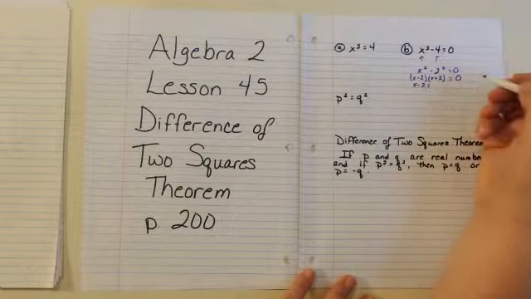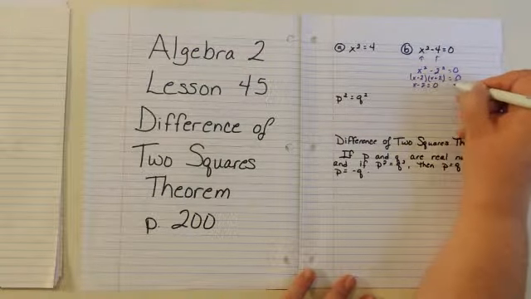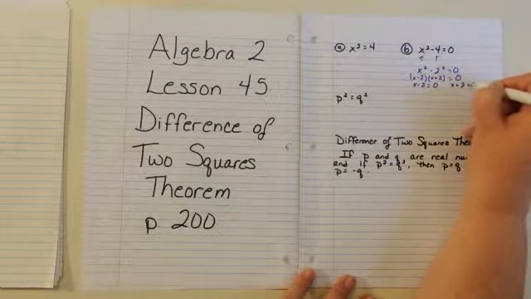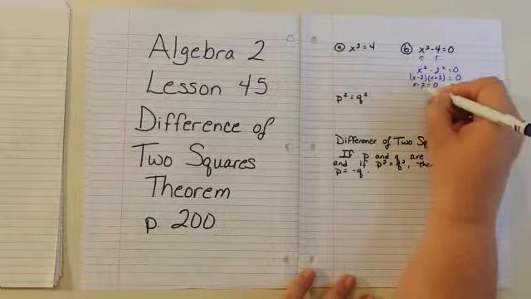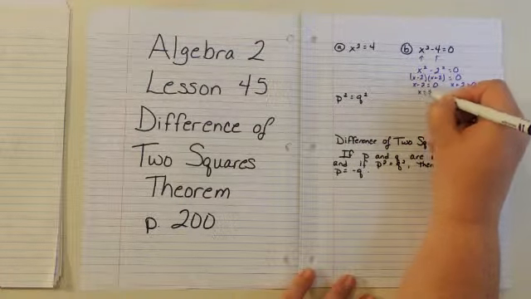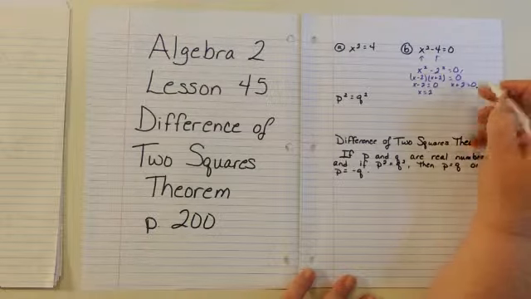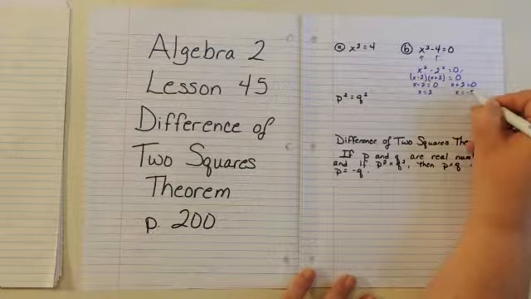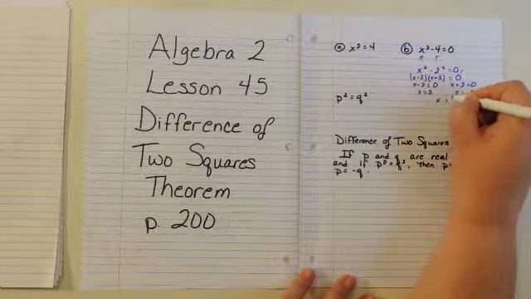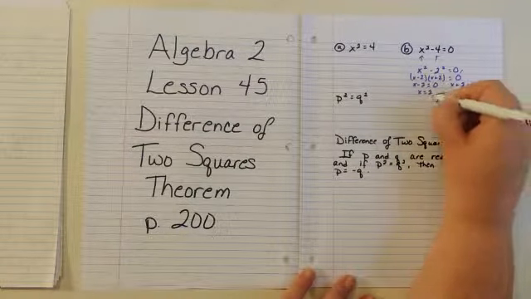Now we can solve this for x. So x minus 2 equals 0, or x plus 2 equals 0. If x minus 2 equals 0, then x equals 2. If x plus 2 equals 0, then x equals minus 2. And so x equals plus or minus 2.